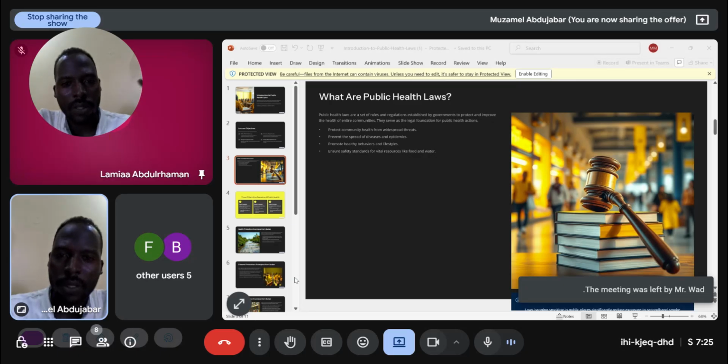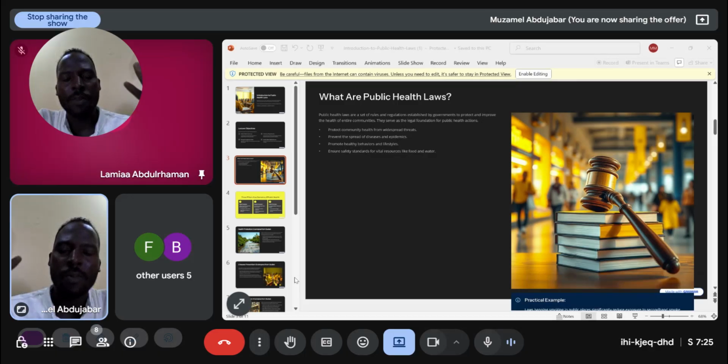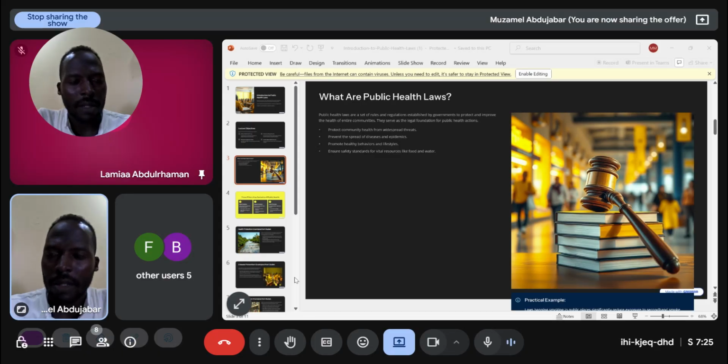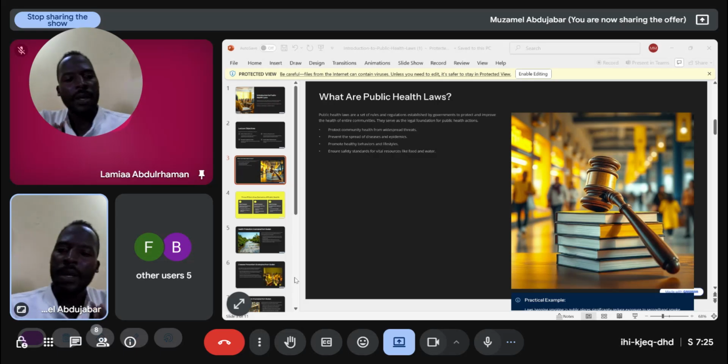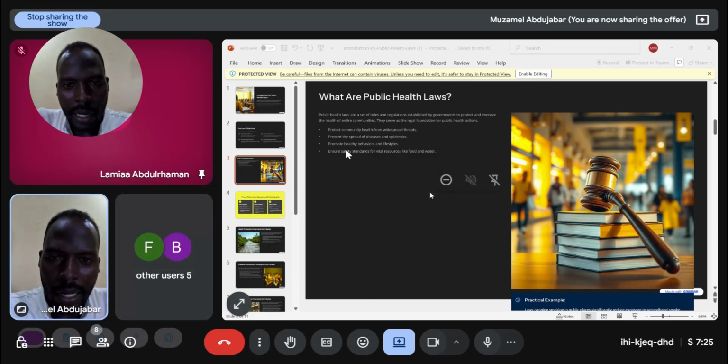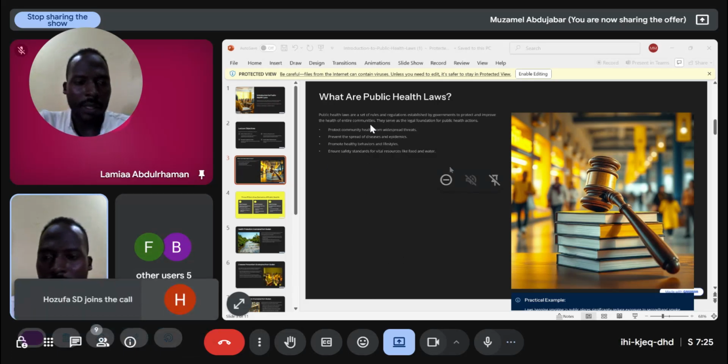One of them is to protect our community, to prevent the spread of disease. Additionally, to promote the health of our community. Lastly, to ensure the safety standards of our community. I hope you get this slide very well.